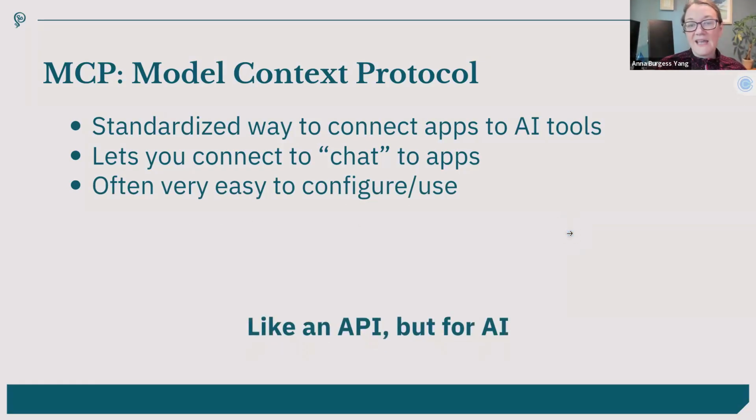I like to think of it as like an API, but for AI. So if you've used APIs before, it lets you send standardized data back and forth between tools. Somebody else creates that API and you just get to use it. That's how a lot of tools connect today. And MCP is just a new way of doing that with these large language models and AI tools.